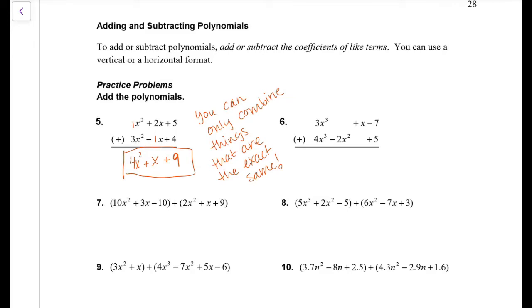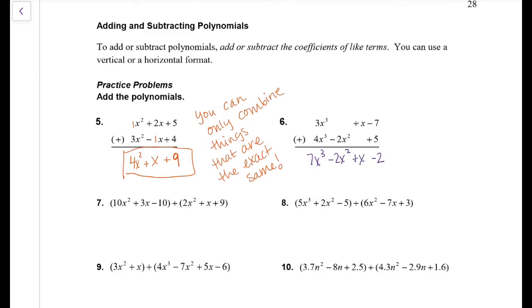Looking at 6, we're going to add only the things that are the same. Negative 7 plus 5 is negative 2. There's nothing to go with the x, so we're just going to keep it by itself as plus x. We have negative 2x squared is the only thing there, but we have 3x cubed and 4x cubed. They combine together to be 7x cubed.